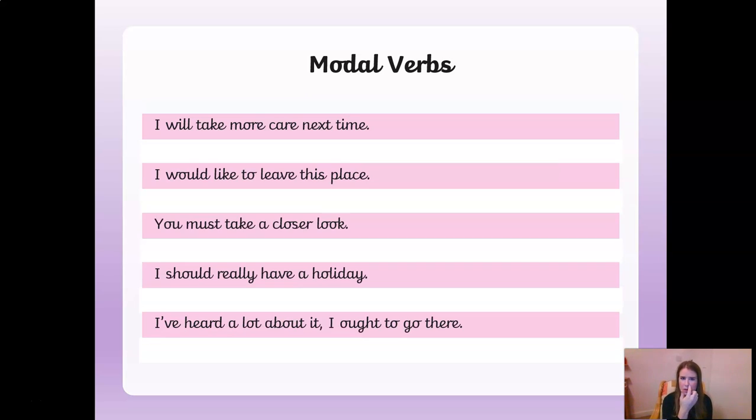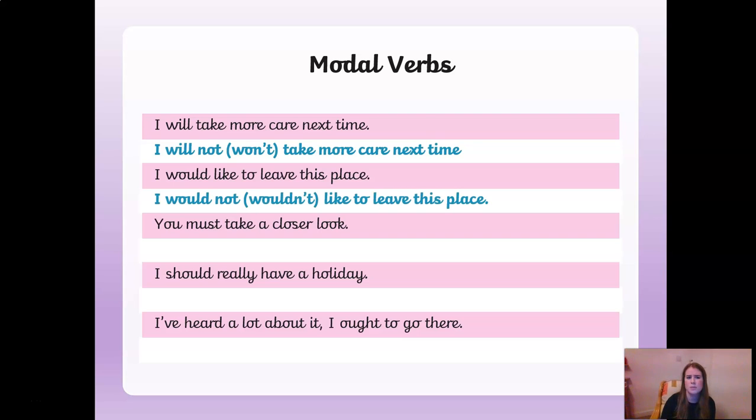Let's see if you can apply that knowledge. Pause the video and see if you can write in these sentences, changing the modal verbs to a negative modal verb. So I will take more care next time. I will not, so I won't take more care next time. I would like to leave this place. So this would be I would not, so I wouldn't like to leave this place. You must take a closer look. You must not, mustn't take a closer look.